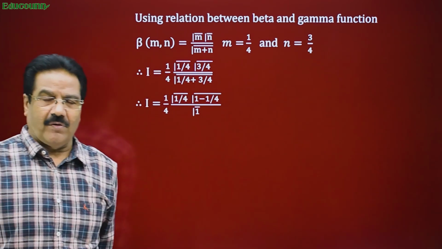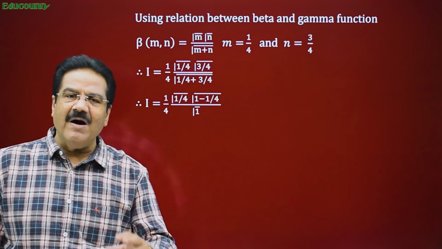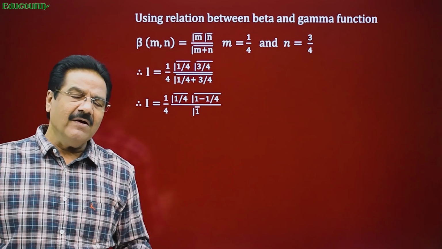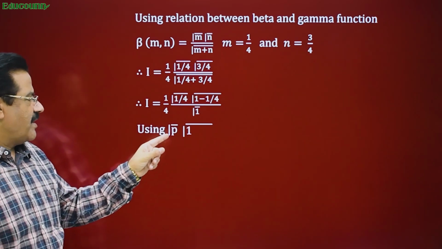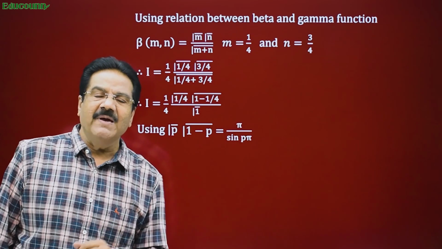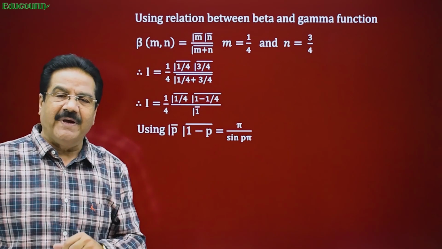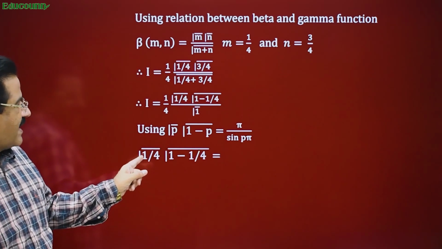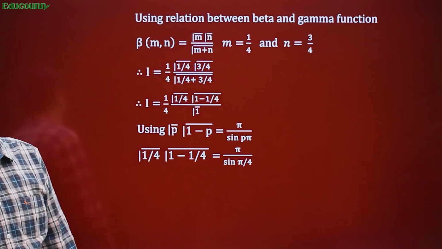Now gamma 3 by 4 can be written as gamma of 1 minus 1 by 4, and in the denominator we have gamma 1. Why have we written that in terms of 1 minus 1 by 4? Again we have one more property, and gamma 1 is equal to 1 naturally. So using the relation gamma p into gamma 1 minus p is equal to pi upon sine of p pi. Observe that it is in the form of gamma p into gamma of 1 minus p, where the value of p is 1 by 4. And therefore, we can write gamma 1 by 4 into gamma of 1 minus 1 by 4 is equal to pi upon sine of pi by 4.